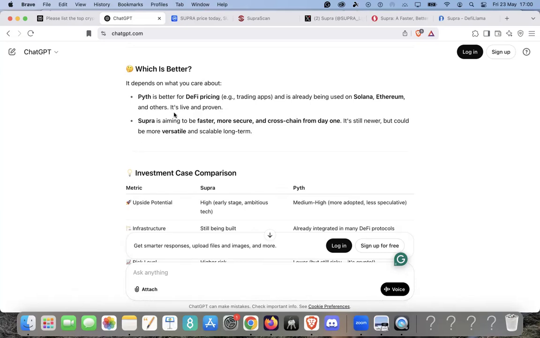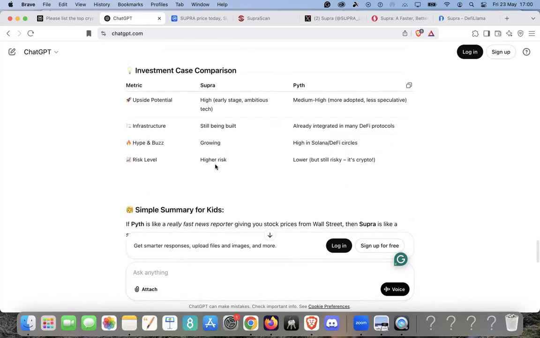And it says it depends on what you care about, because Pyth is better for DeFi, that's decentralized finance pricing, like trading apps, and is already being used on Solana, Ethereum, and others. It's live and proven. Supra is aiming to be faster, more secure, and cross-chain from day one. It's still newer, but could still be more versatile and scalable long term. But it's not currently active, is what I read into this. So let's have a look.